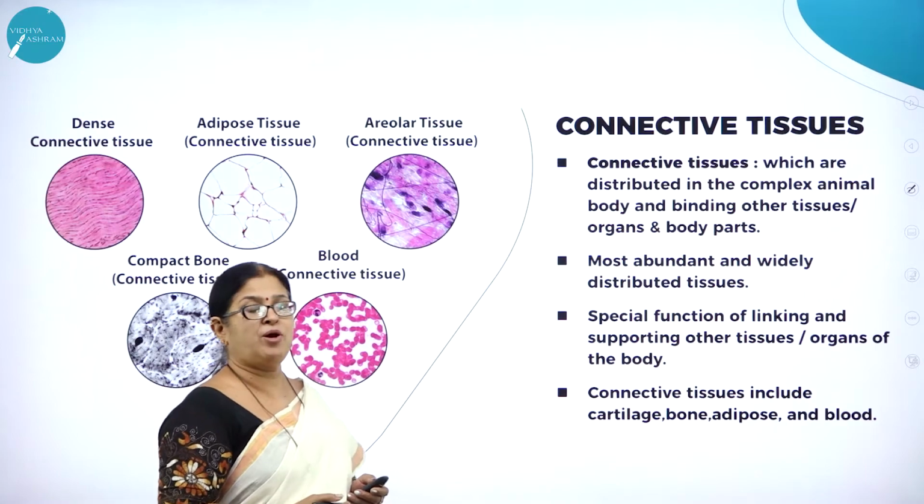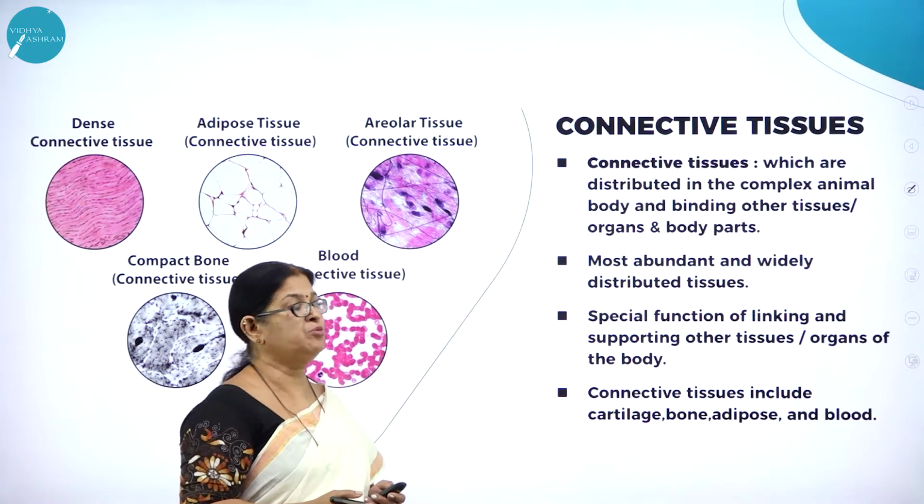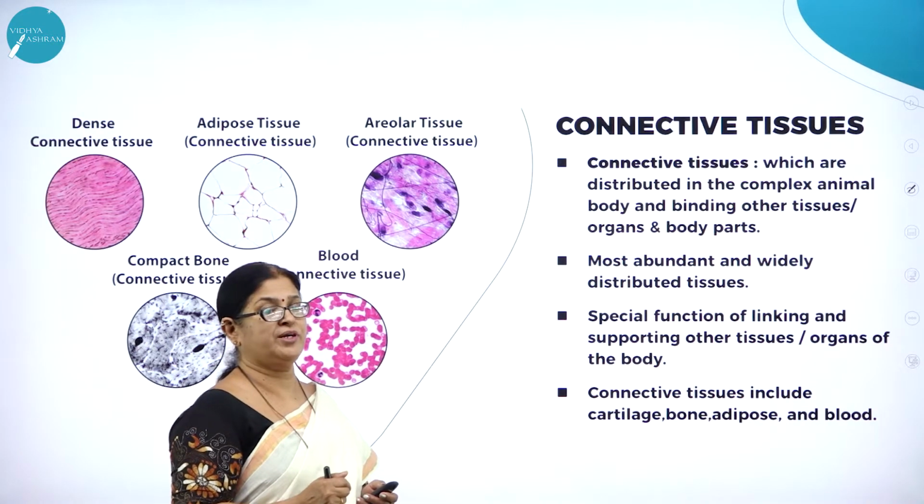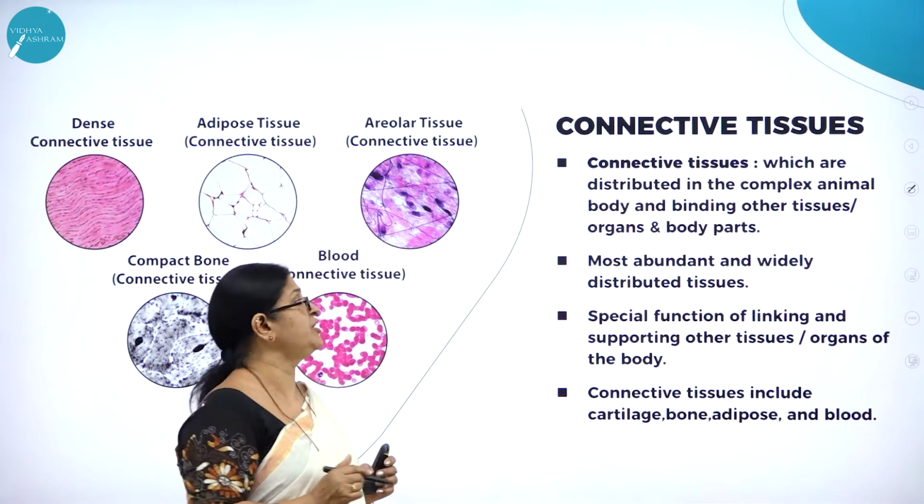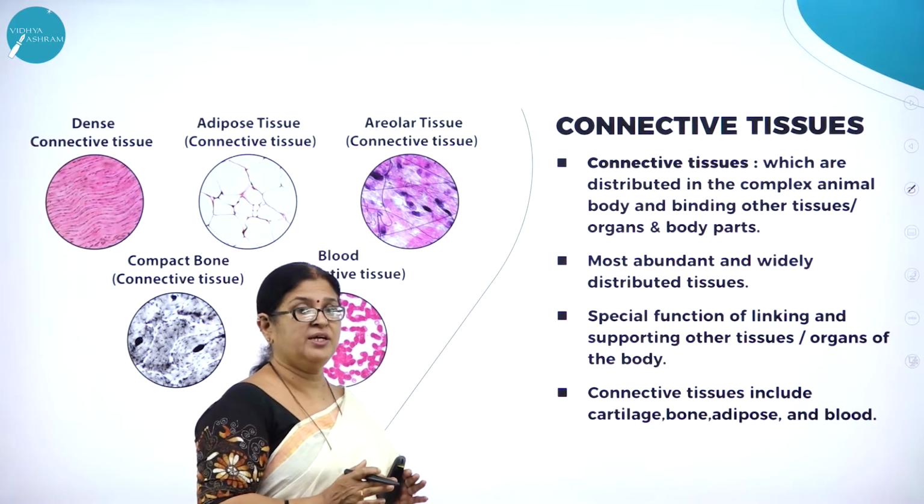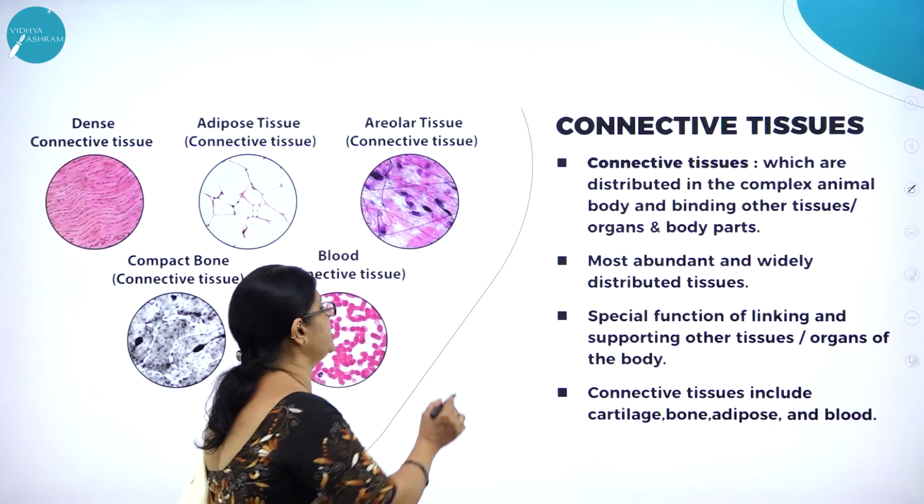So that was all about the epithelial tissue. Moving on to the second very important type of animal tissue, that is the connective tissue. The very word itself will tell you, that which connects is called a connective tissue.